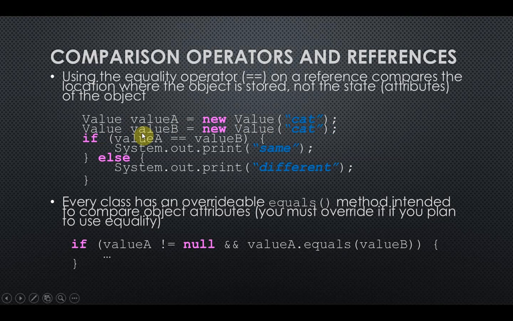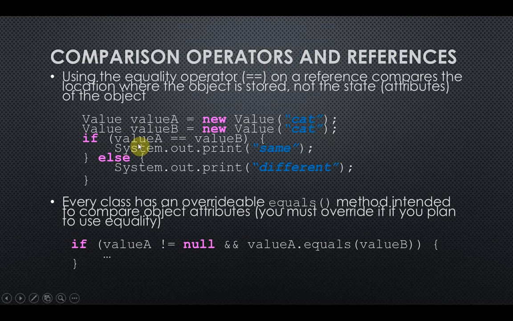I'm now creating a different Value reference, valueB. I'm creating a different object on the heap, and I'm initializing it with the exact same value, cat, and I'm storing its address in valueB.